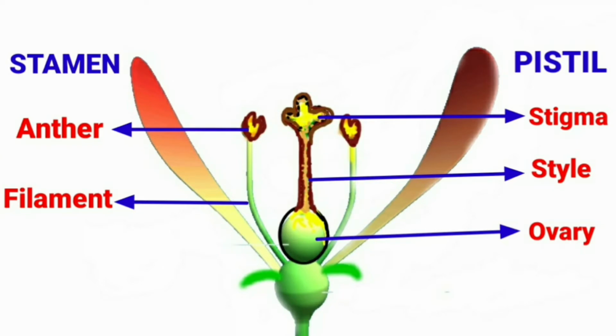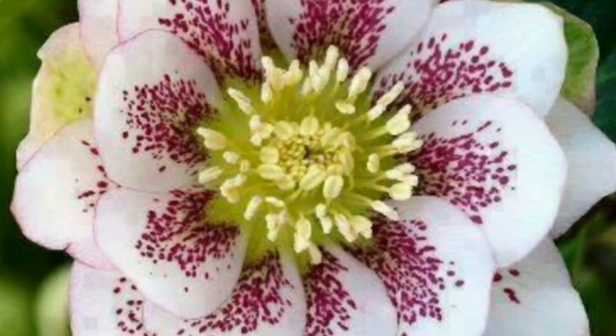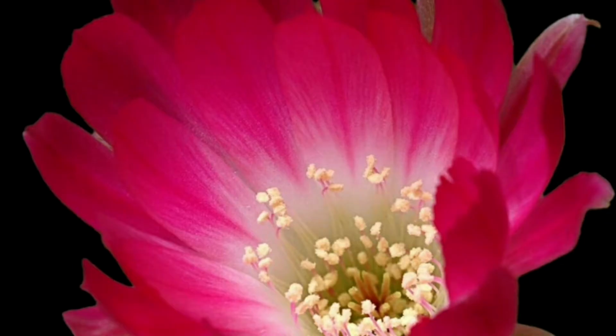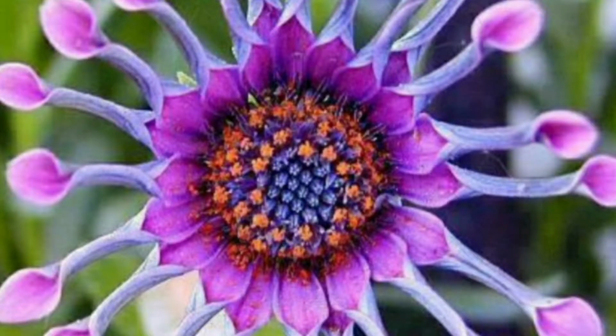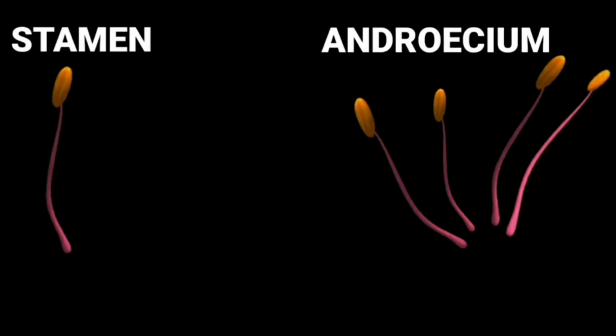Of these four parts, stamens and carpels are the important parts, as these take part in sexual reproduction. The stamens are the male reproductive part, while the carpel or pistil is the female part. Stamens are collectively called androecium.